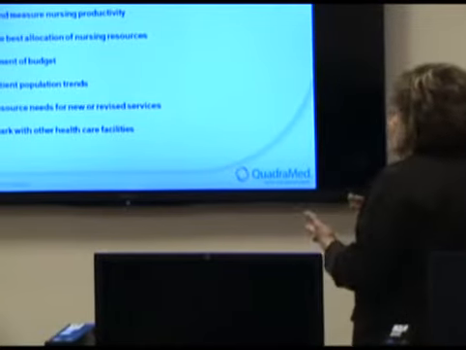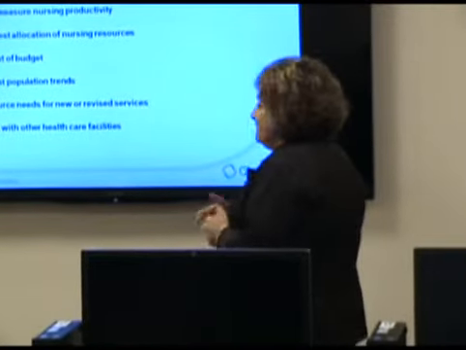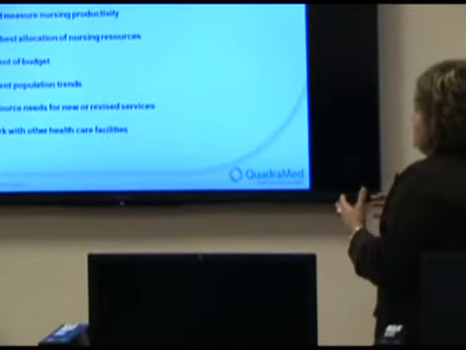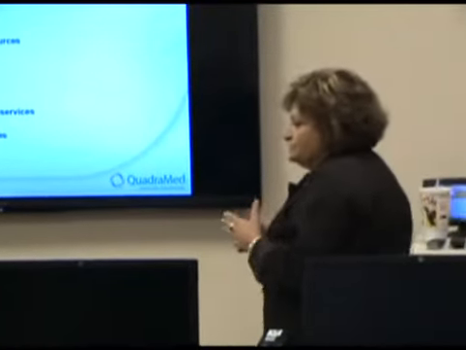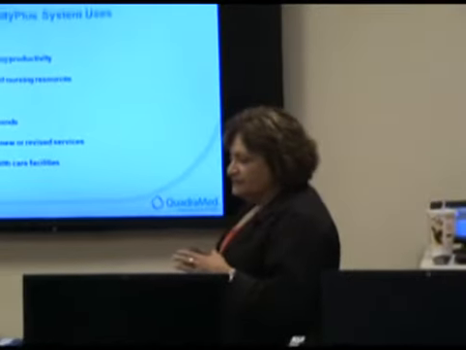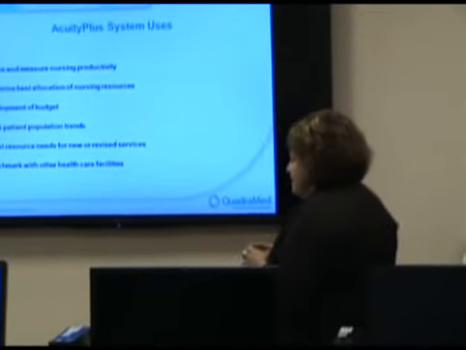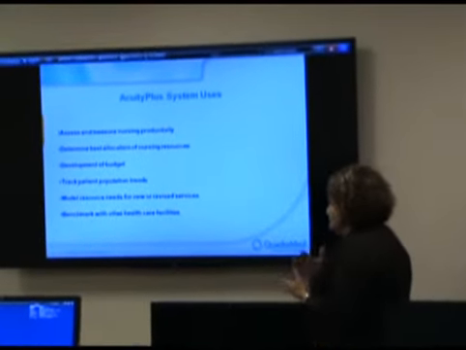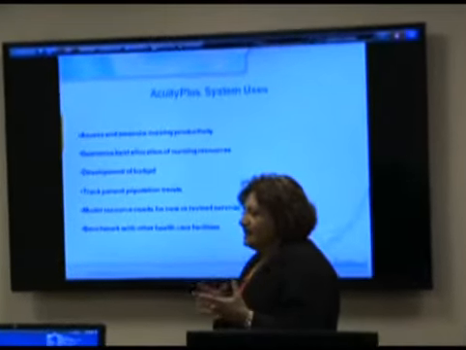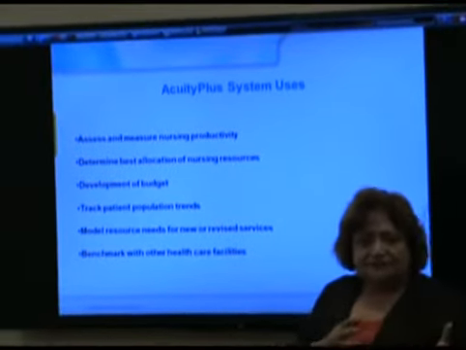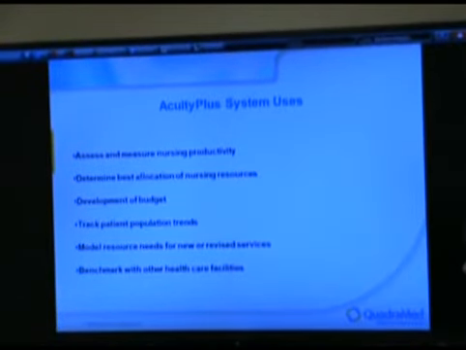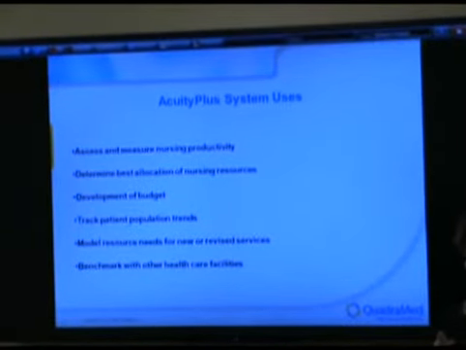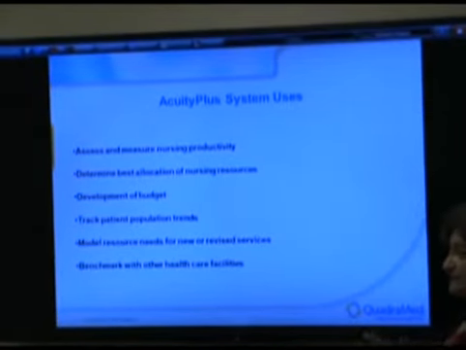All right, so let's talk a little bit about the AcuityPlus system then. The system is meant to assess and measure nursing productivity. That's the whole point of it. And when you assess and measure nursing productivity, we do that to help you allocate your resources better. And you can use this information then to develop a budget or track different population trends.